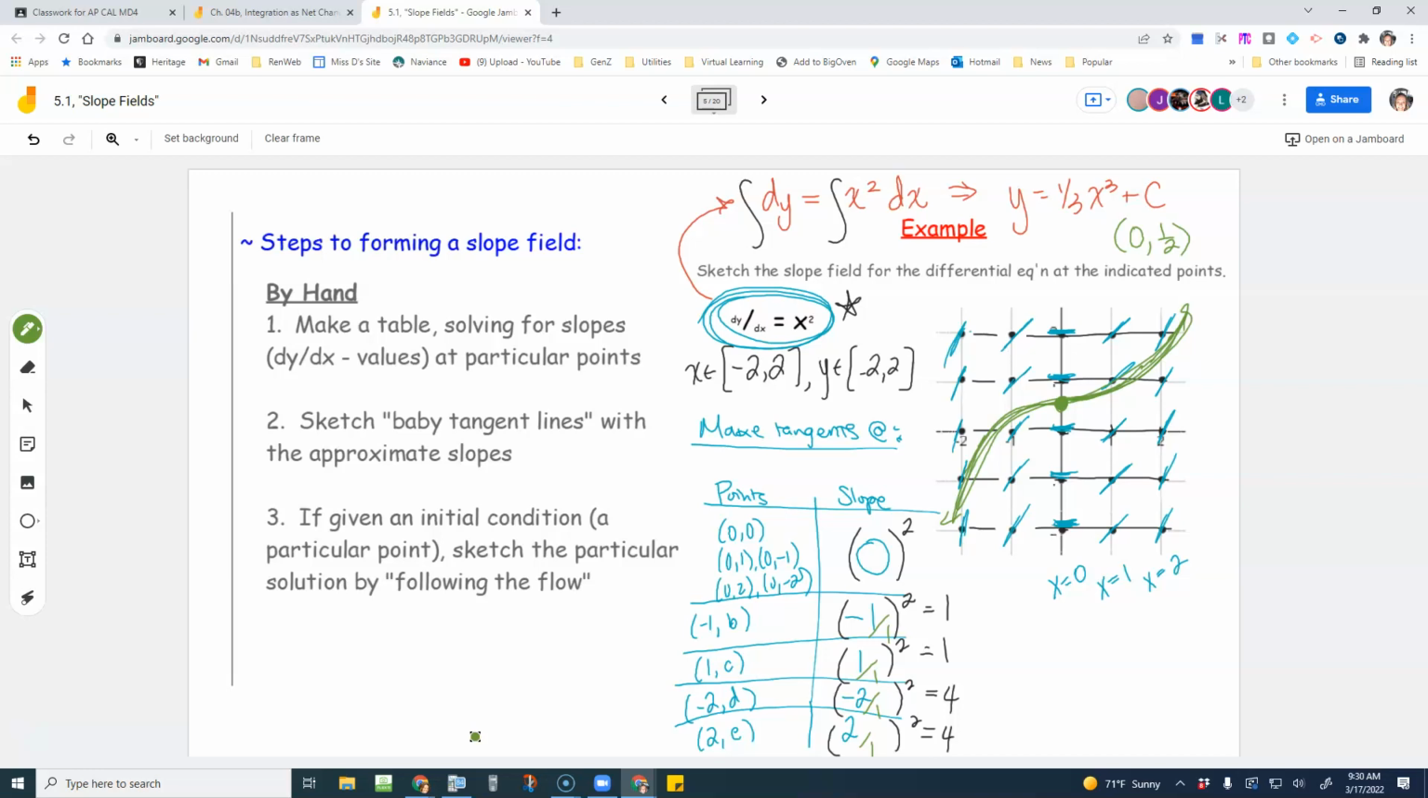You can find baby slopes. Well, no, you can find slopes. You make baby tangent lines, and all of a sudden you have this whole field through which solutions flow, whether or not they're possible to be solved.